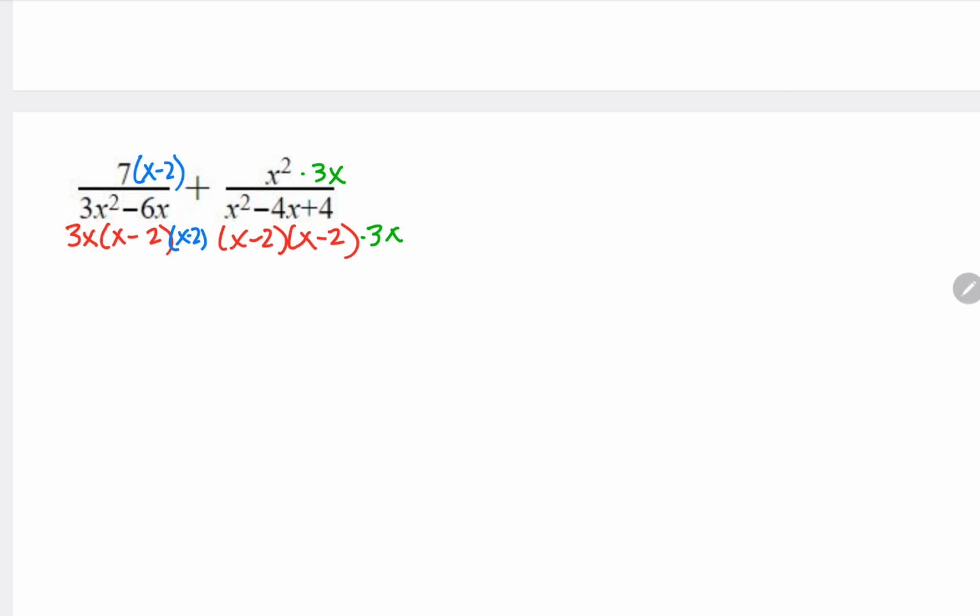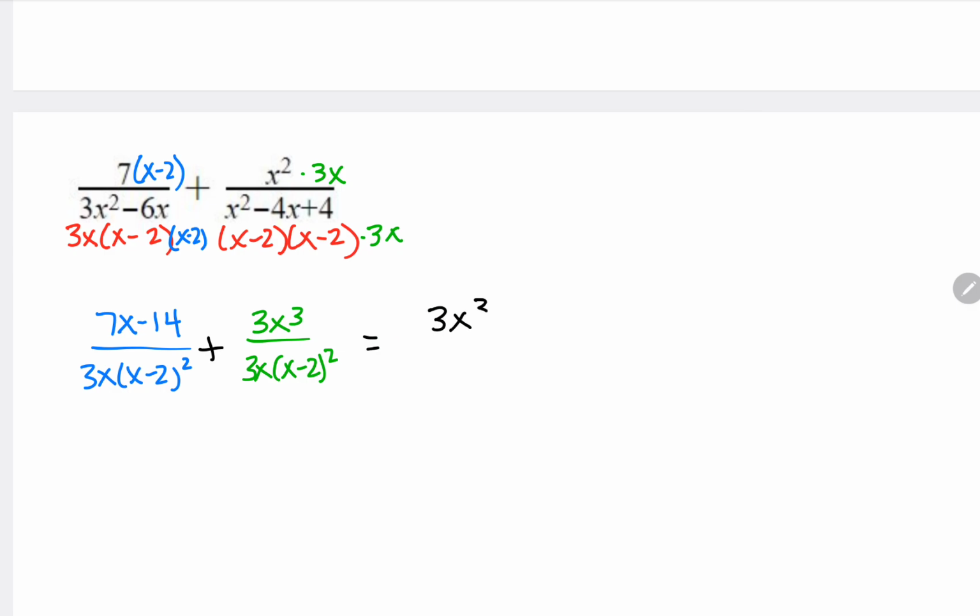So when I distribute in the first numerator, I get 7x minus 14 over that common denominator. I'm going to write it as x minus 2 squared. And then in the second set, I have x squared times 3x is 3x cubed over 3x and x minus 2 squared. Now that the denominators match, I combine like terms. This is not factorable. And so our final answer would be left like this.